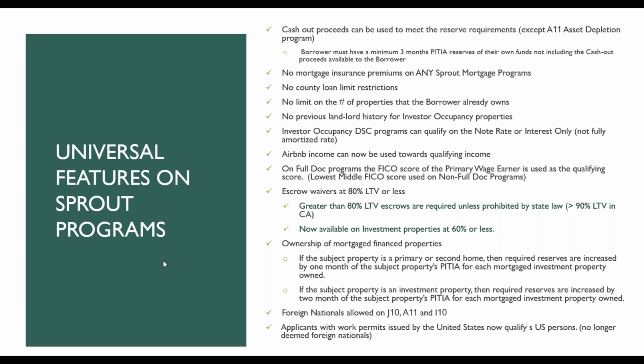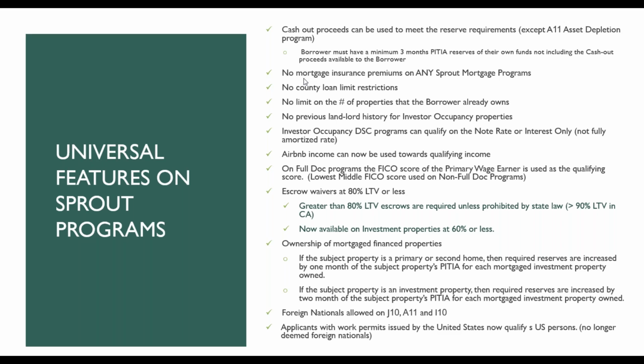So let's look real quick at some of the universal features that we have in all of our products. Cash out proceeds can be used to meet reserve requirements, except on that asset depletion, which we're going to go through. The only caveat is the borrower must have a minimum of 3 months PITIA in reserves already. Then you can use the rest of it to meet that 6 months.